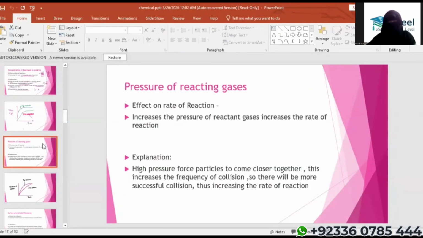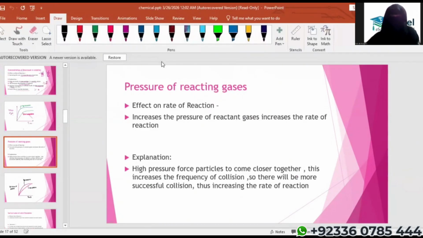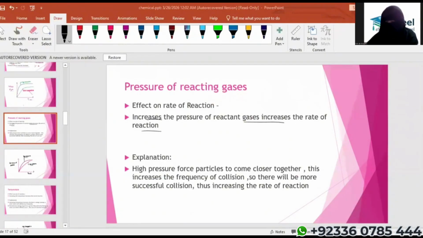Moving on, what is the effect of pressure on the rate of reaction? Pressure is mainly for gas particles only. So the effect on rate of reaction is, an increase in the pressure of the reactant gases will increase the rate of reaction. How so? Because high pressure forces the particles to come closer together.